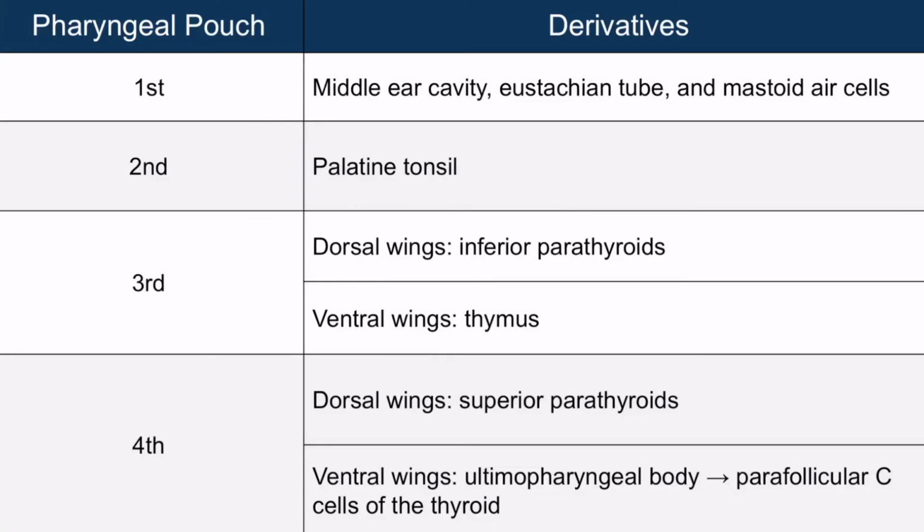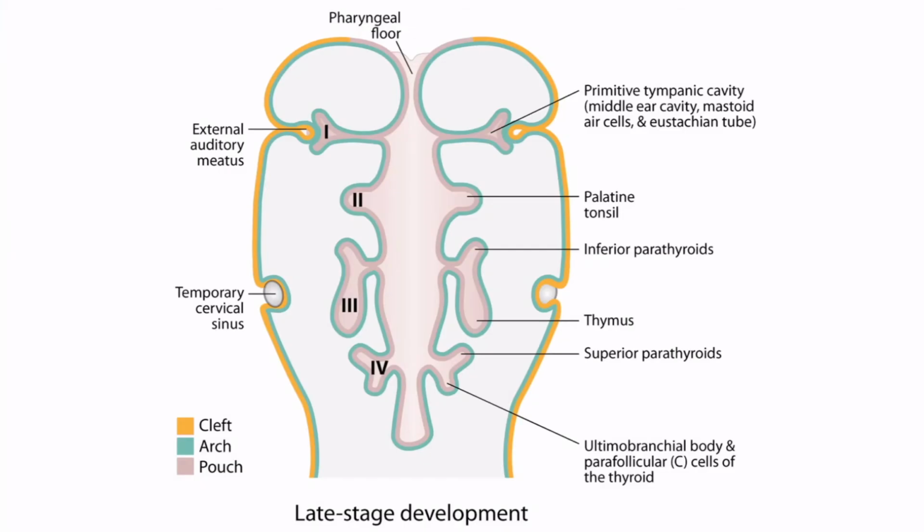The third pharyngeal pouch has two parts, the dorsal wings and the ventral wings. The dorsal wings become the inferior parathyroids, and the ventral wings become the thymus. We can see the third pharyngeal pouch right here, and notice in this image that the top part, which is the dorsal wing, becomes the inferior parathyroids, and the bottom part, which is the ventral wing, becomes the thymus.